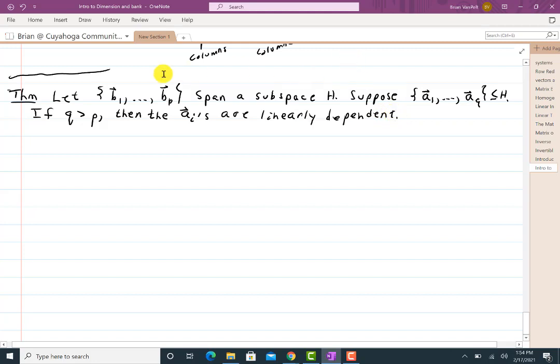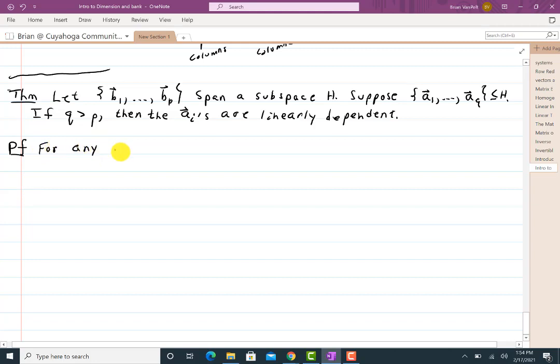So all I'm saying is, if I have a set that spans, then taking a set with more vectors in it than the spanning set will automatically make this set linearly dependent. In particular, if I were to take this set of b's and throw in any more vectors, then I will force it to be linearly dependent, regardless of what it is in its current state. So let's go ahead and prove this thing.